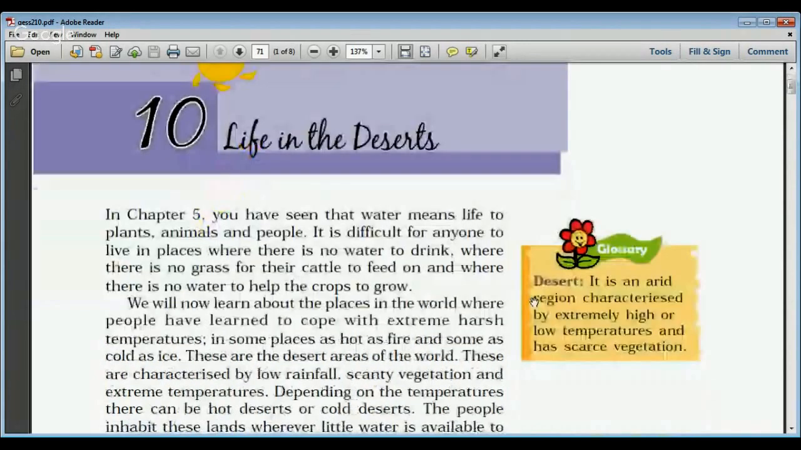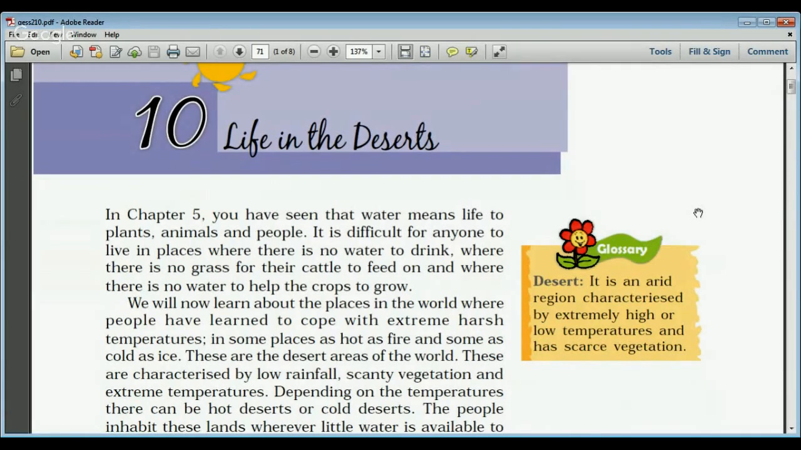In this chapter, we will discuss two types of deserts. One is hot desert and the second is cold desert. We will discuss the Sahara desert, which is a hot desert located in Africa. And we will also discuss the Leh and Ladakh desert, which is a very cold desert and is located in India. First of all, we'll see what a desert is.